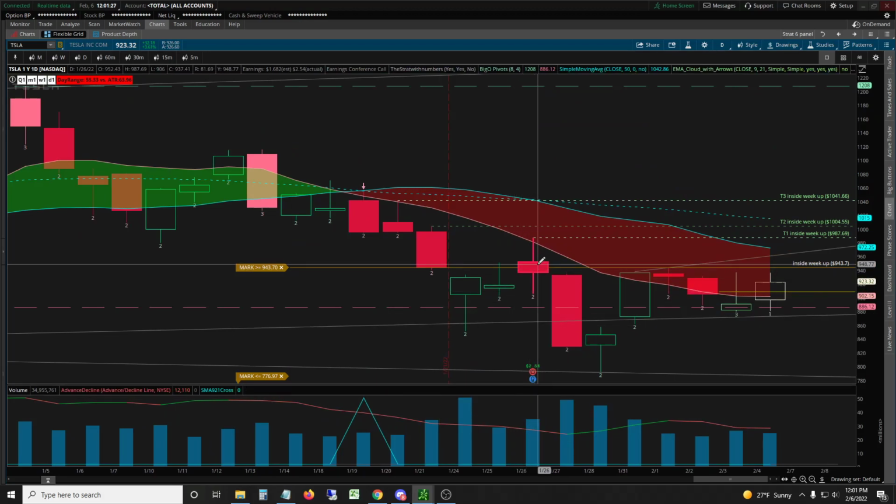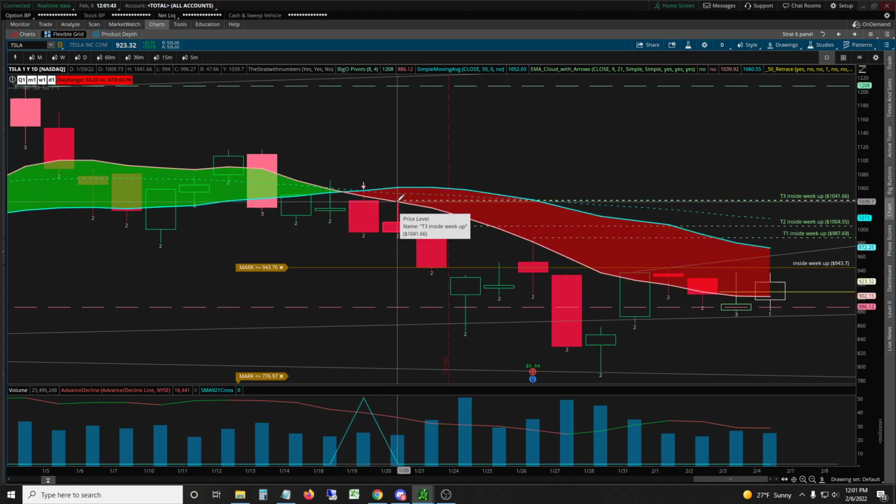Target 1 is going to be 987.69. Target 2, 1,004.55. Target 3, 1,041.66. And you can continue on with targets up in here. I didn't go that far. If I get a $100 move, you can bet I'll be out of it by then.